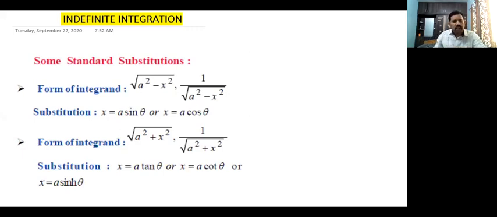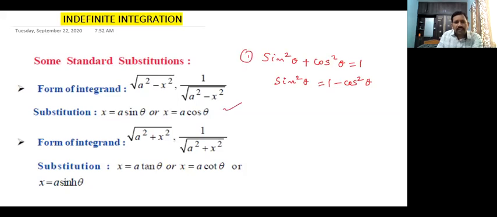We know the trigonometric identities. First identity, what is that? Sin square theta plus cos square theta is equal to 1. So sin square theta means what we get? Sin square theta is equal to 1 minus cos square theta. Cos square theta is equal to 1 minus sin square theta. So by using the first identity, we decided that in place of x, we can substitute either sin or cos.